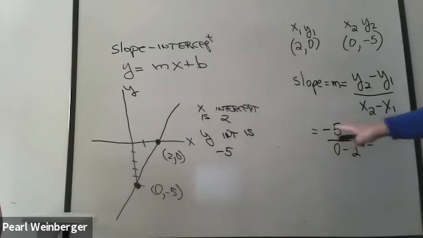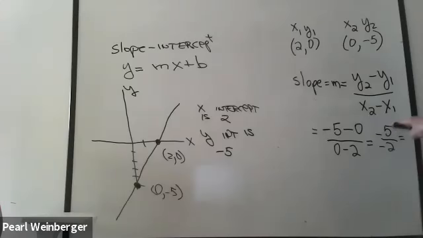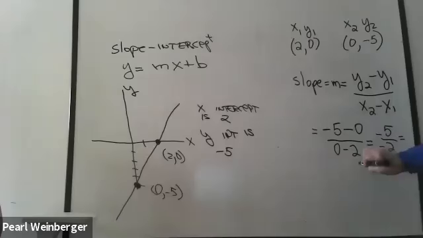How much is -5 minus 0? -5. And then how much is 0 minus 2? -2. Okay. Do I usually leave something -5 over -2? No. No, what do we usually do with that? Make it positive. Yes, make it a positive. Right. Two negatives make it positive.